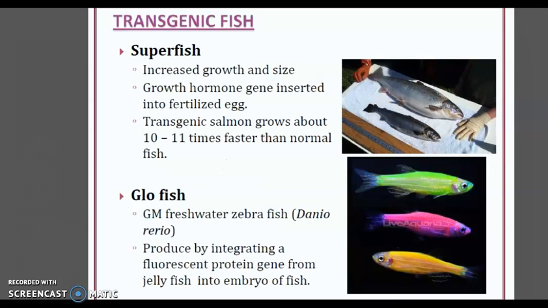Let's see some transgenic animal examples. The first one is transgenic fish. In that, the super fish has increased growth and size, and growth hormone genes are inserted into the fertilized egg. Transgenic salmon grows about 10 to 11 times faster than the normal fish. Then there is the glowfish. It's a genetically modified freshwater zebrafish produced by integrating a fluorescent protein gene from jellyfish into the embryo of the fish. So such a glowy appearance will be there.